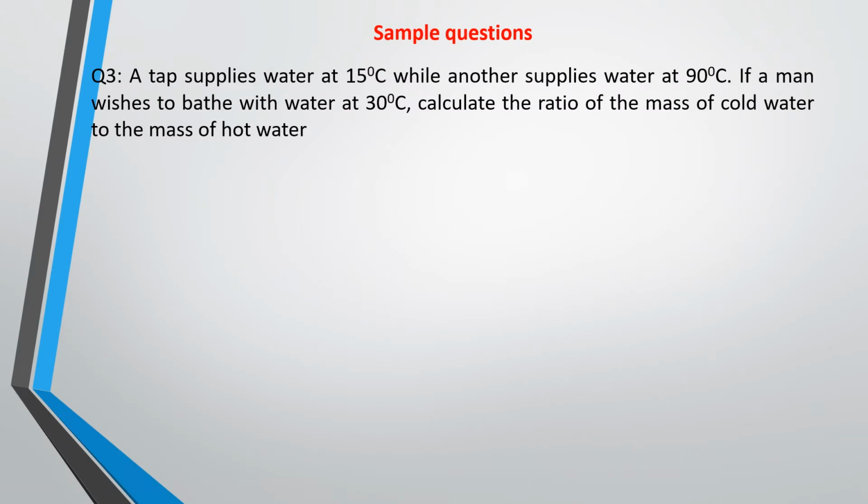Question number 3. This one says that a tap supplies water at 15 degrees centigrade while another supplies water at 90 degrees centigrade. So this is like mixing hot water and cold water. If a man wishes to bath with water at 30 degrees, calculate the ratio of the mass of cold water to the mass of hot water. This is interesting.